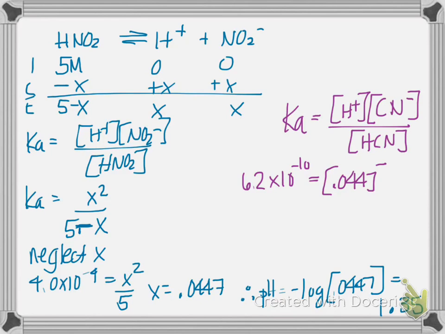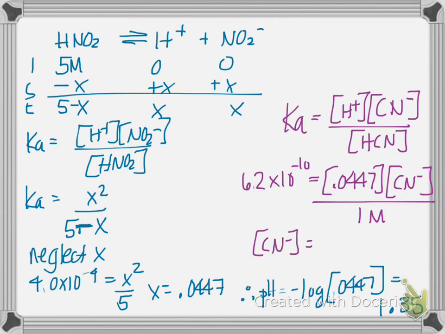We don't know the cyanide concentration, but we do know HCN, which they gave us, was 1 molar. So when we put all that in the calculator, we should get a concentration of 1.4 times 10 to the negative 8 molar. Does that make sense, how I did cyanide? Okay, then we will stop there since the bell rang.